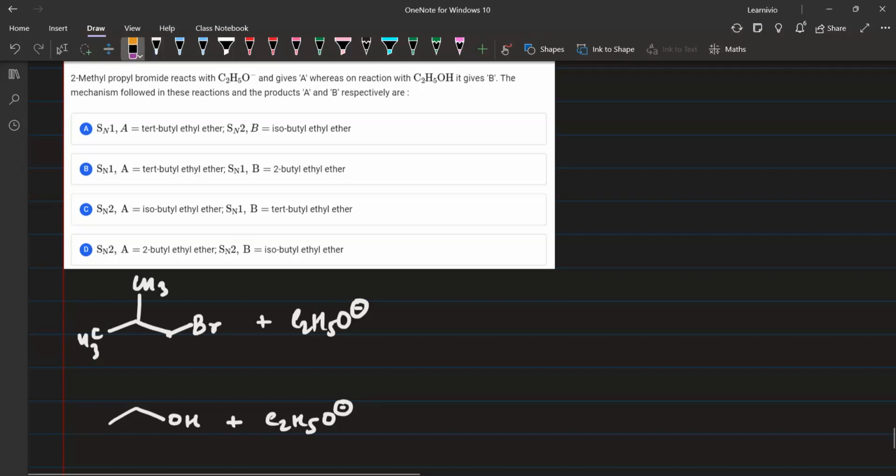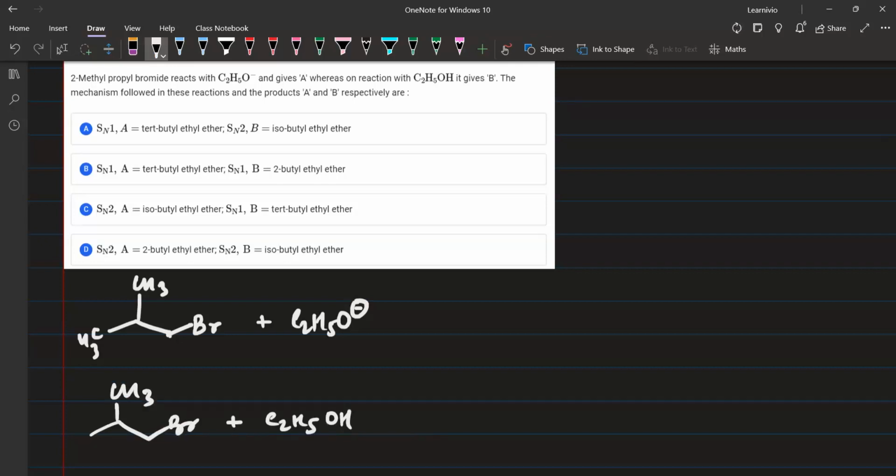Oh, wait a second, sorry. 2-methyl propyl bromide reacts with C2H5O negative and gives A, whereas on reaction with C2H5OH, okay, fine. So it is not reacting like this. Here we are having C2H5OH, and then we are having the same reactant, Br and CH3.